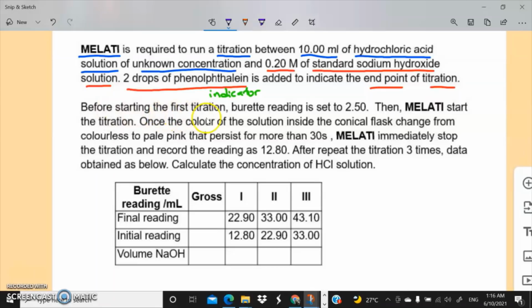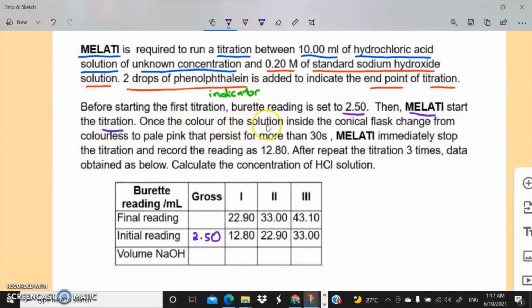Let us continue. Before starting the first titration, burette reading is set to 2.500. So 2.500 is what? Initial reading of the burette. So what is the initial reading? 2.50 ml. Why got 50? Because burette reading should be 2 decimal points. Then Molarity starts to do the titration.